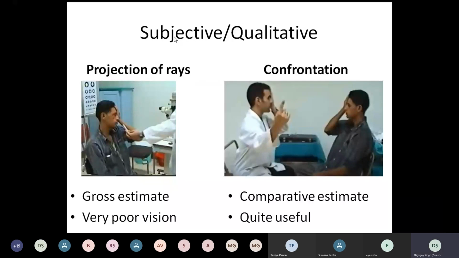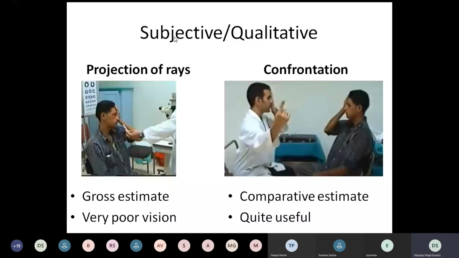So let's look at the subjective or the qualitative. The first we all do routinely, which is projection of rays. This gives us a very gross field effect. If the rays from a certain direction, which are shone into the patient's eye through a fixed collimated beam of light, like a torch, and the patient is unable to detect it from that direction, then there's a likelihood that he has a visual field problem in that direction.